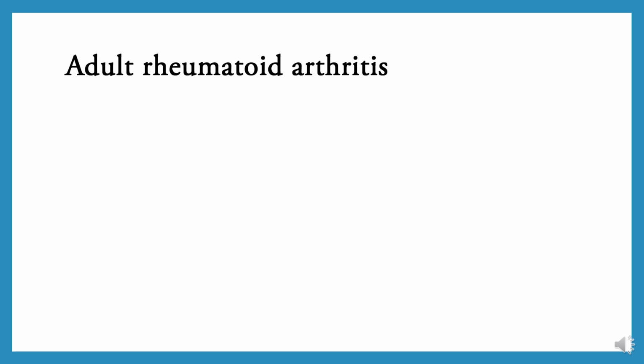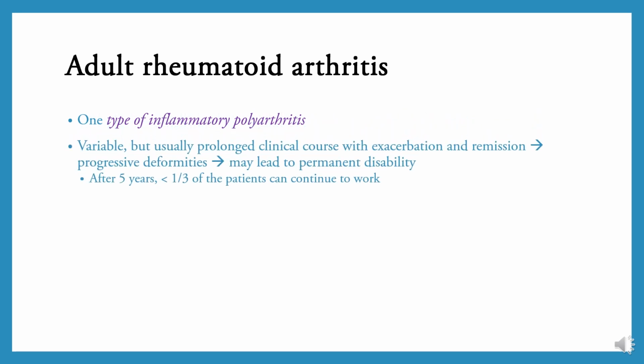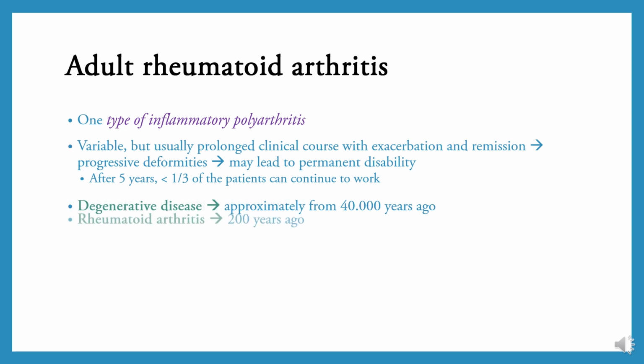Adult rheumatoid arthritis, one type of inflammatory polyarthritis. It has a variable but usually prolonged clinical course with exacerbation and remission. It results in progressive deformities and may lead to permanent disability. Degenerative disease dates approximately from 40,000 years ago. Rheumatoid arthritis, 200 years ago.